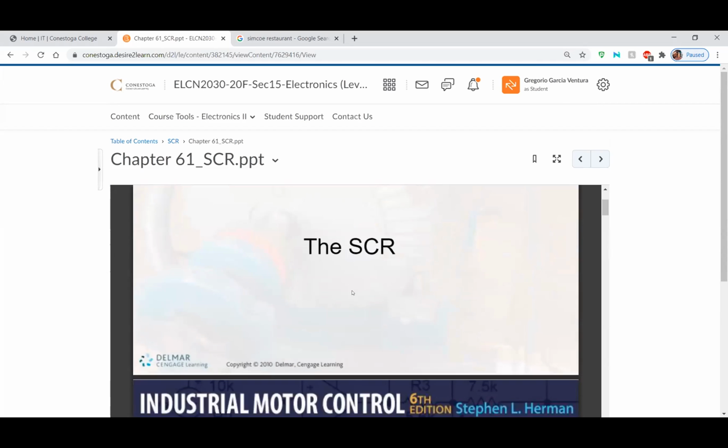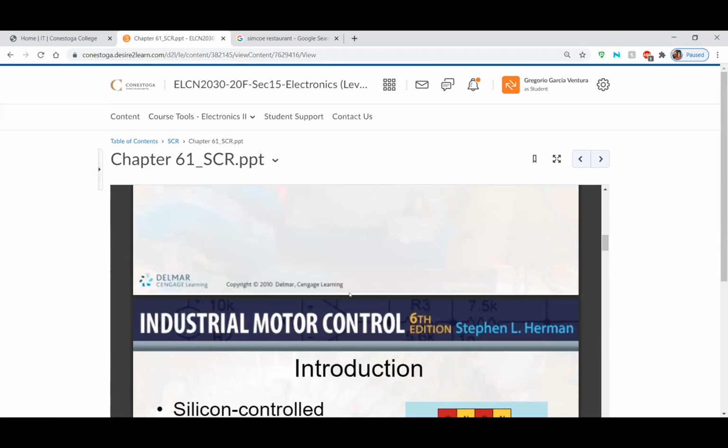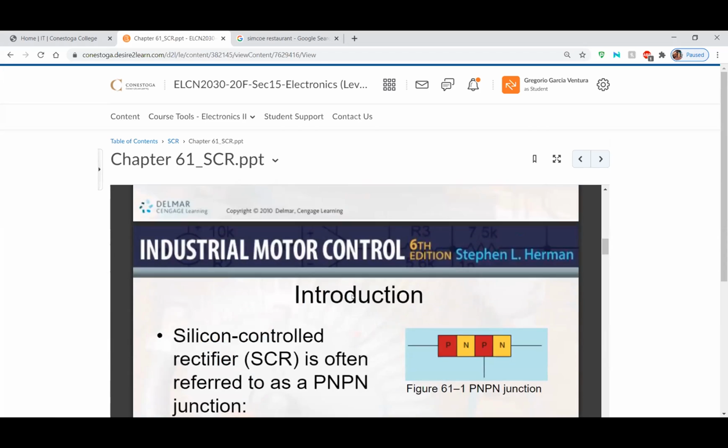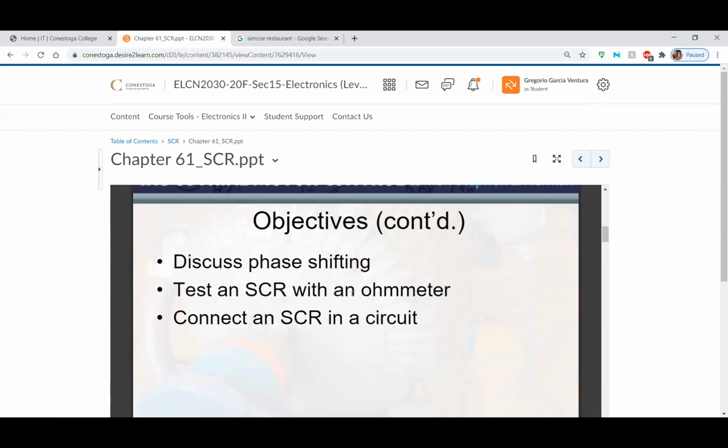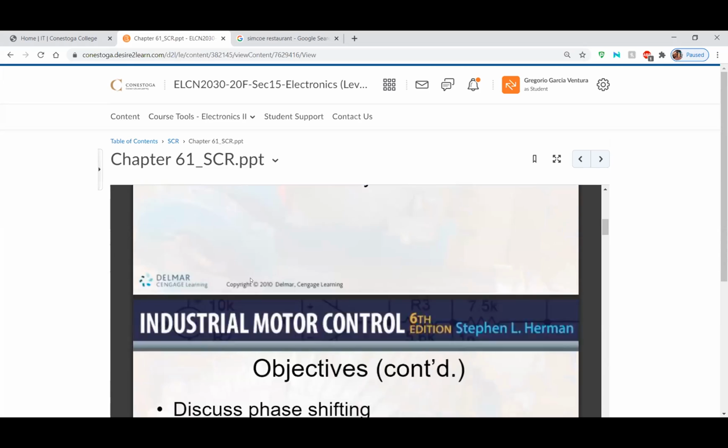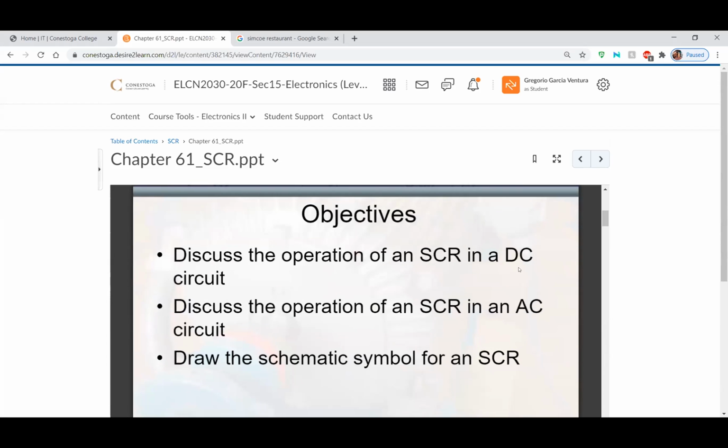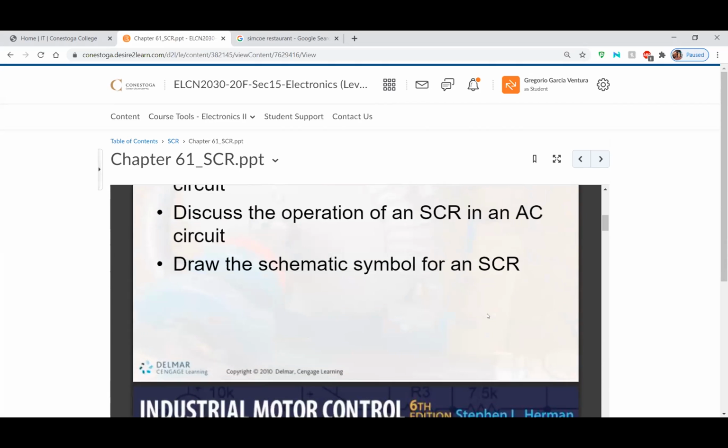Okay, so anyways, in spite of that, there is a PowerPoint presentation, which is the PowerPoint presentation that we would usually use in order to do the SCR. So you can see here that in this presentation, some of the stuff that is discussed is the operation of an SCR in a DC circuit. And we are going to discuss this today, but we are going to do some calculations at the same time. Also the SCR in an AC circuit. Also, we are going to see the schematic symbol.